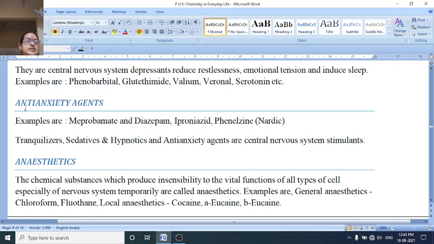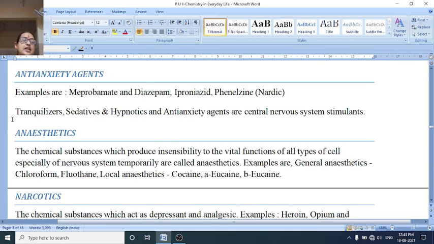Next drug is anti-anxiety agent. The drugs are meprobamate or diazepam, then iproniazide, then phenelzine. Next, tranquilizers, sedative, hypnotics, anti-anxiety agents are central nervous system stimulants.